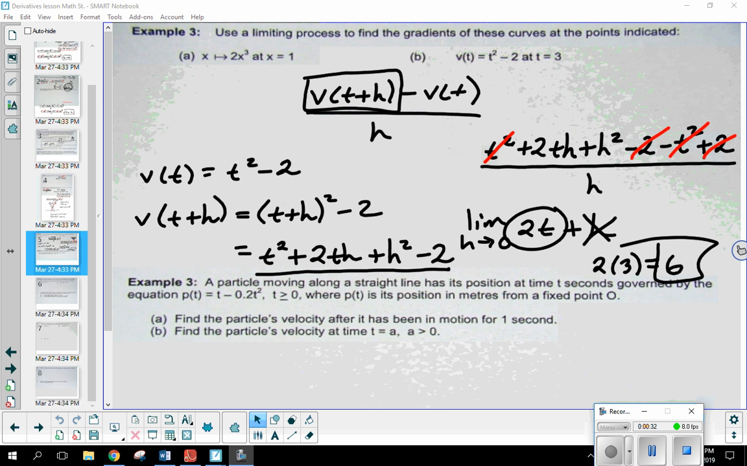On Thursday when you come in, because we only have 30 minutes, I've got an exit ticket over the average rate of change that I'll go ahead and have you take a look at. That should be pretty easy to finish up in the time we have allotted.